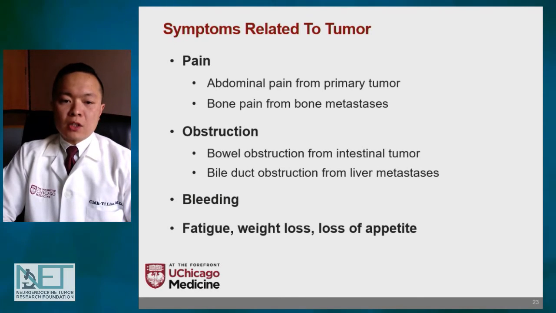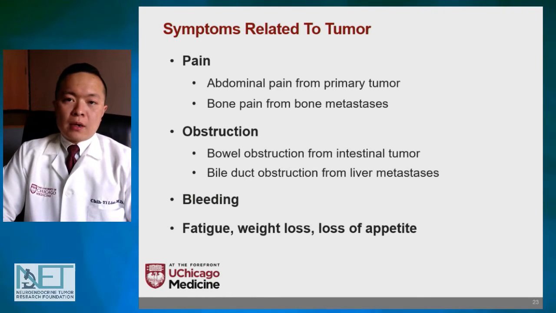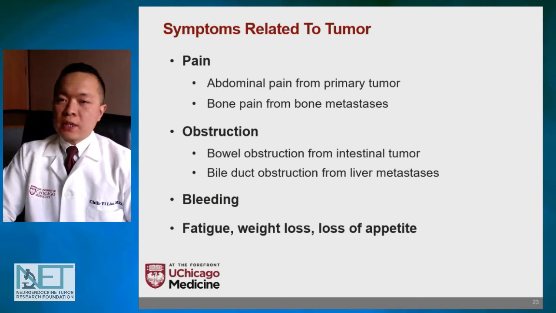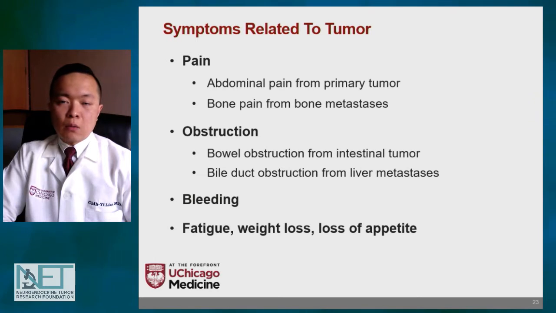The tumor can cause obstruction. This can include examples like bowel obstruction from a small intestine neuroendocrine tumor, or liver metastases can cause bile duct obstruction leading to jaundice. The tumor may cause bleeding, and the tumor may cause patients to have an overall sense of just feeling unwell, which includes symptoms like fatigue, weight loss, and loss of appetite.